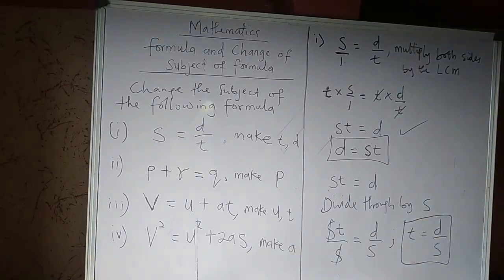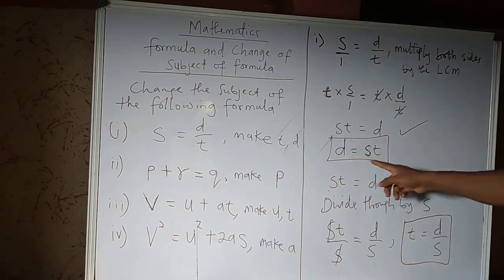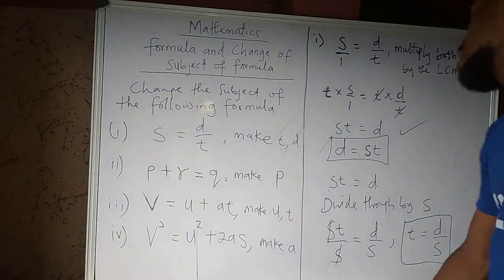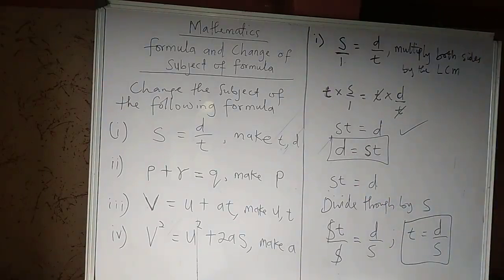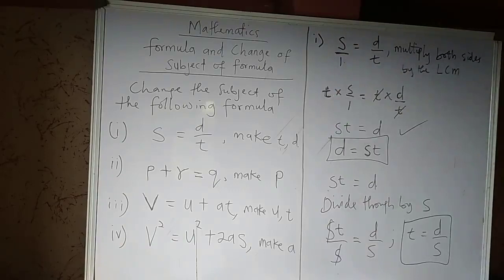By doing this, we have been able to make T the subject of the formula here, and D the subject of the formula here. So that's it about changing of subject of formula. That's for the first example. We are going to take the second example right now.